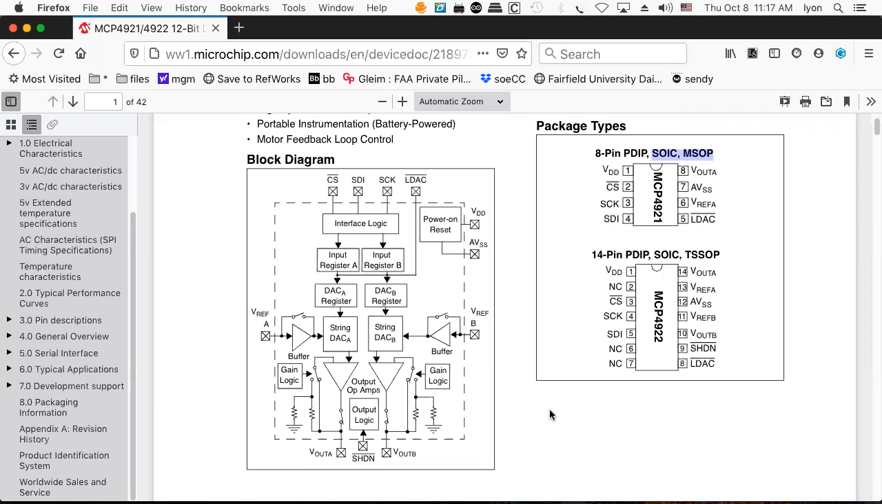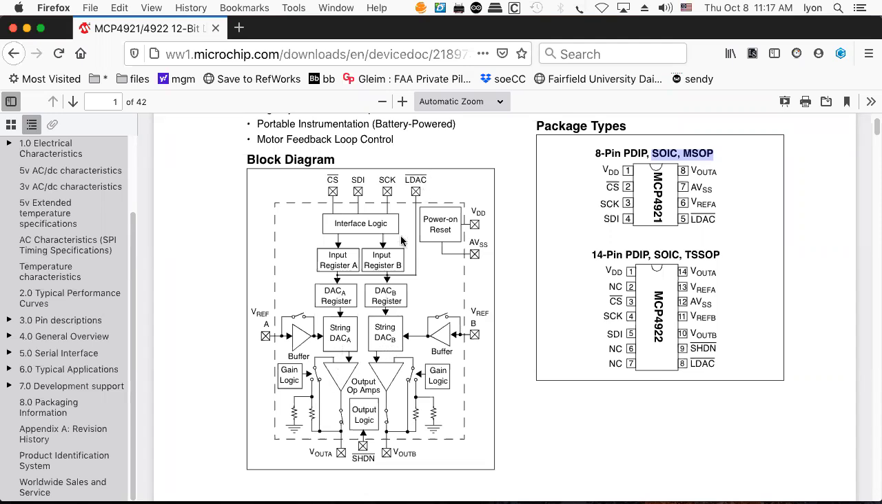If you're looking over in here at LDAC, here's LDAC right here. LDAC is going from the input register, which is being populated through the serial clock and serial data in. So it's like a shift register. Once the shift register's got all its bits lined up, then LDAC comes in and lets the shift register go through to the DAC register. And then that's when you get your output.